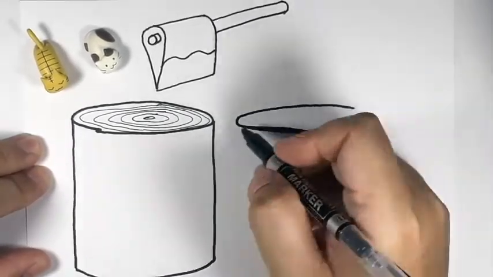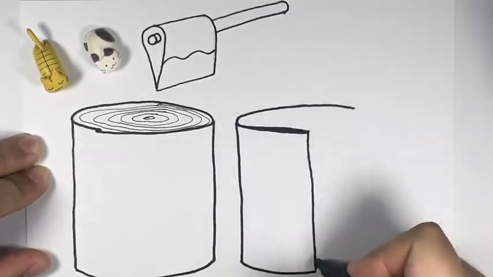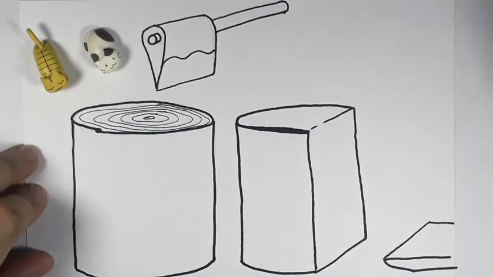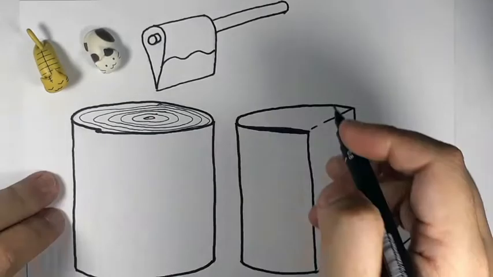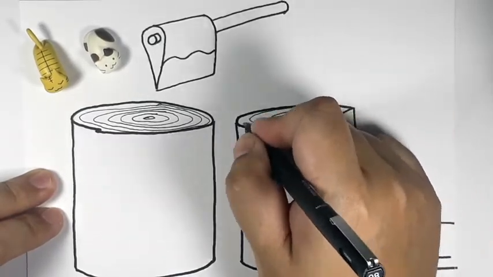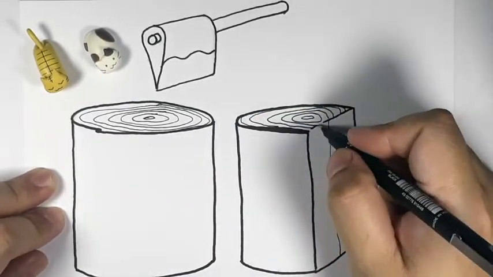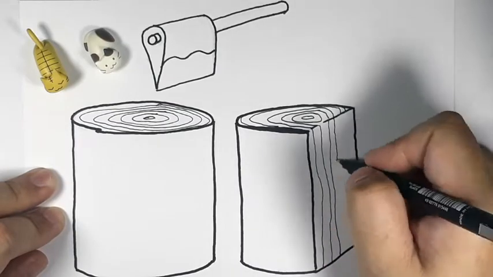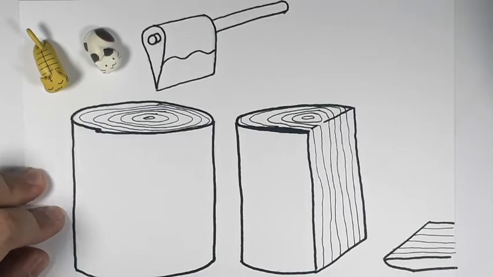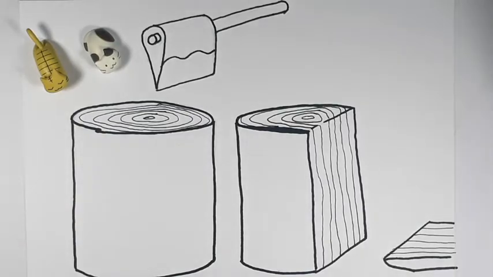Here I'm drawing that same piece of trunk with one part of it chopped off. So of course on top you will have your tree rings, and on the side you will have your wood grains, which will connect to your tree rings. So they just go up and down and they connect to your tree rings.